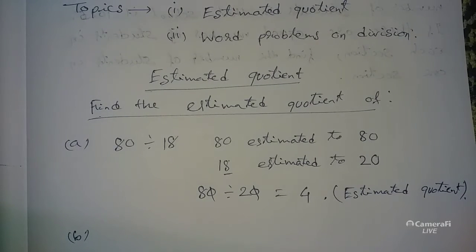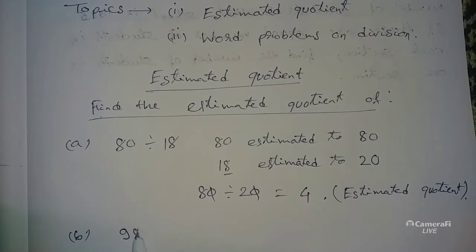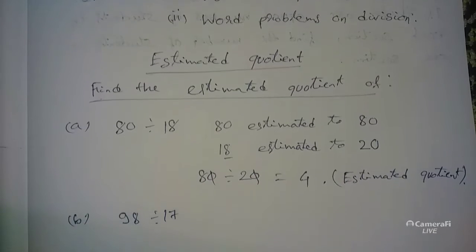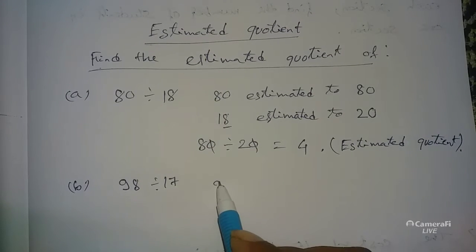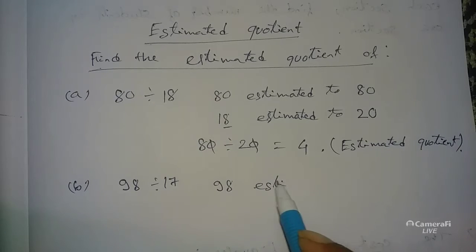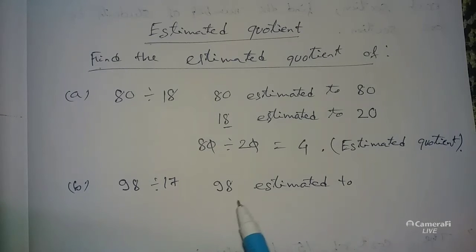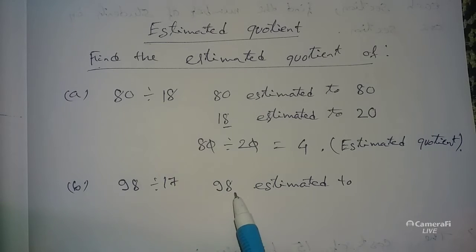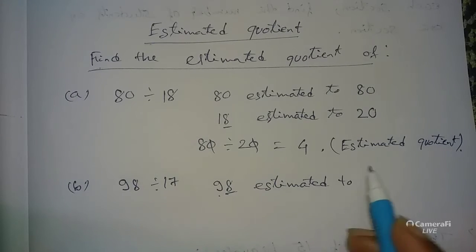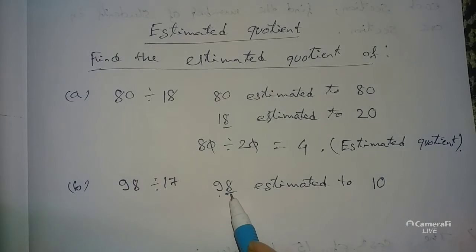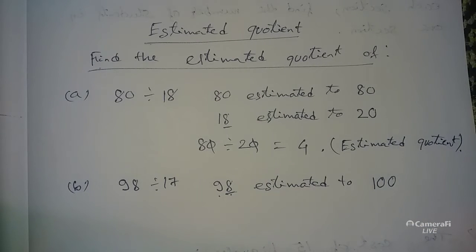Another example, suppose 98 is to be divided by 17. First we have to estimate the number 98. Here is 98, see the 10 place and 1 place digit. The 10 place is 9, the 1 place is 8. The 1 place digit is greater than 5, so the 10 place digit will increase by 1 and it becomes 10. The 1 place digit becomes 0, so 100.